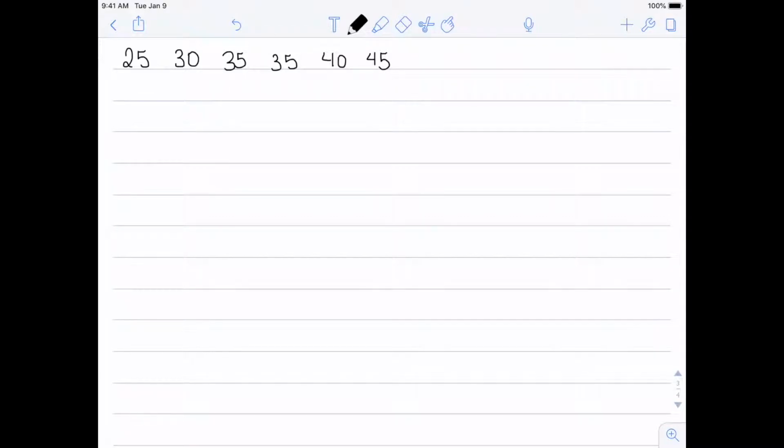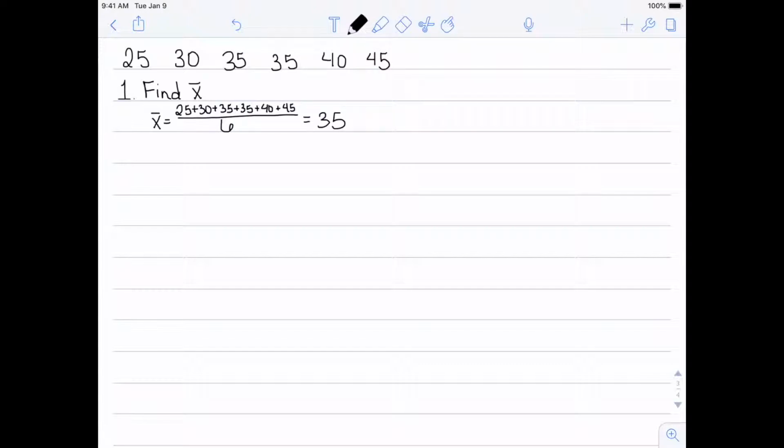So here are my 6 data values: 25, 30, 35, 35, 40, and 45. When we're finding standard deviation by hand, the first thing we need to do is find the mean. We can't actually do anything until we find the mean. To do that, we just add up all of these values and divide by the number we have. When we do that, we get that the mean of this data set is 35.